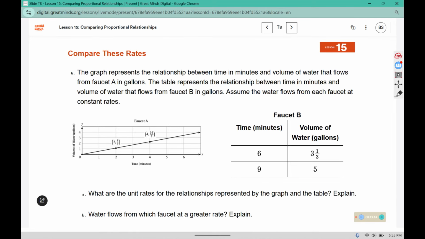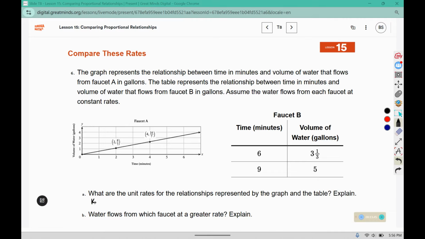The graph represents the relationship between time in minutes and volume of water that flows from faucet A in gallons. The table represents the relationship between time in minutes and volume of water that flows from faucet B in gallons. Assume the water flows from each faucet at constant rates. What are the unit rates for the relationships represented by the graph and the table? Explain.